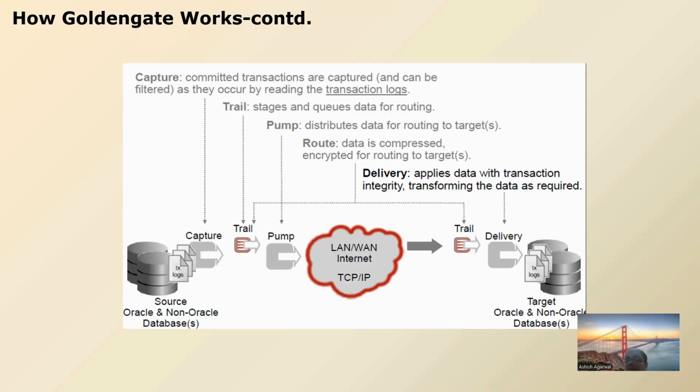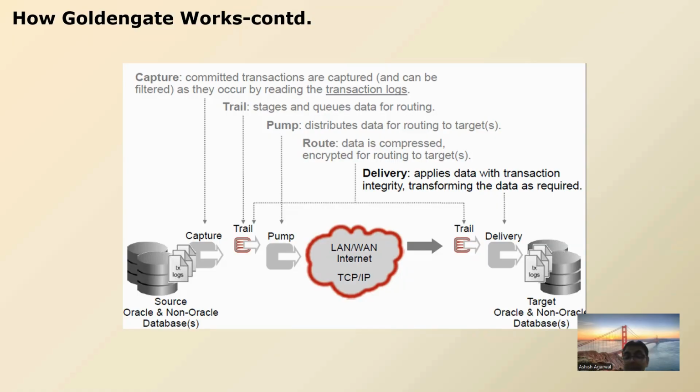Now in Golden Gate, there are three processes involved: capture, which is also called extract, the data pump process, and delivery, which is also called the replicate process. As the session goes on, by the end of this session, you will have the terminology developed wherein you will refer to capture as extract, data pump as data pump, and delivery as the replicate process. So extract, pump, and replicate. You will develop this terminology as the session moves on.